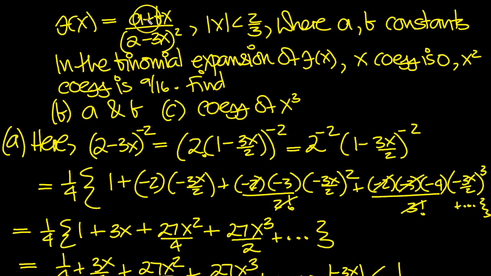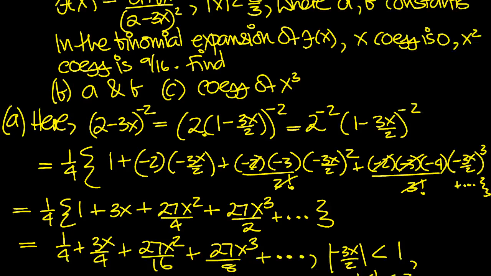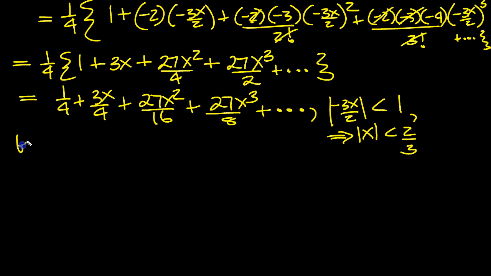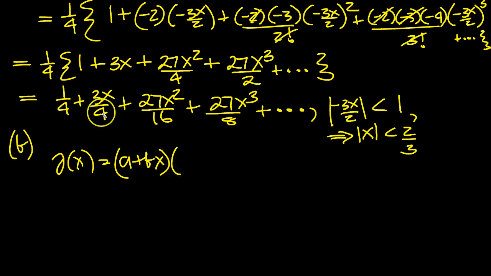Now f of x is equal to this. The coefficient of x is 0 and the coefficient of x squared is 9/16. So let's write that down. So part B, f of x is equal to a plus bx times this stuff here, which we can put in.